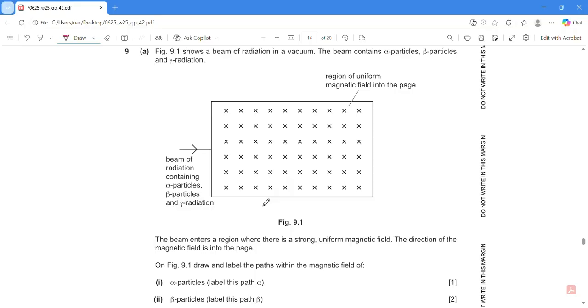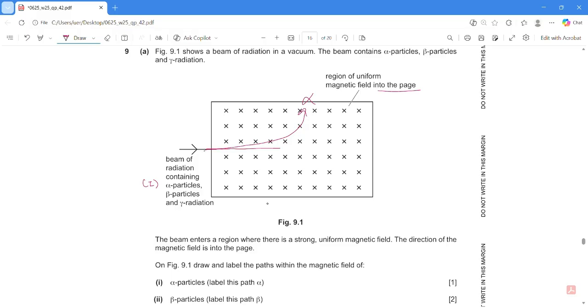The thumb is your force, the F. The index finger is your B, magnetic field, and the middle finger is current, so FBI. Your B, the magnetic field, is going into the page, so you point your index finger towards the paper, towards the cross. Your current is the same as your alpha, moving to the right, so my middle finger points to the right, and you see your thumb is going upwards. So I know my alpha will go upwards.